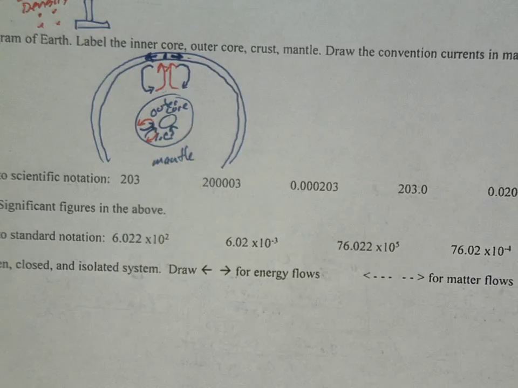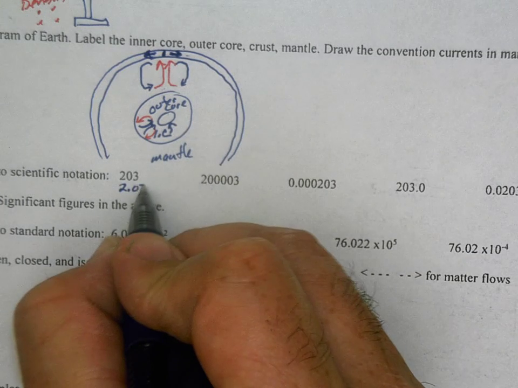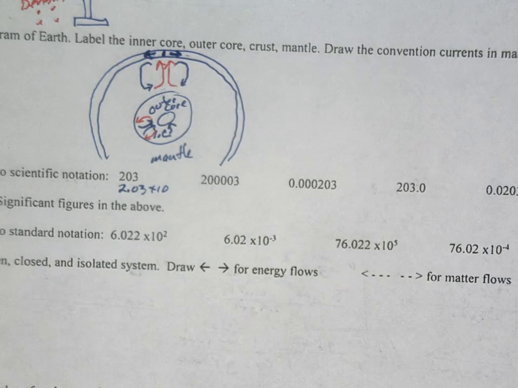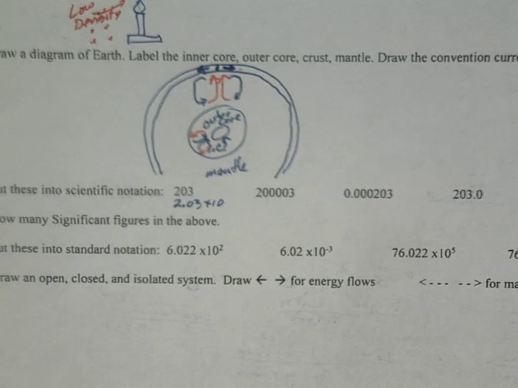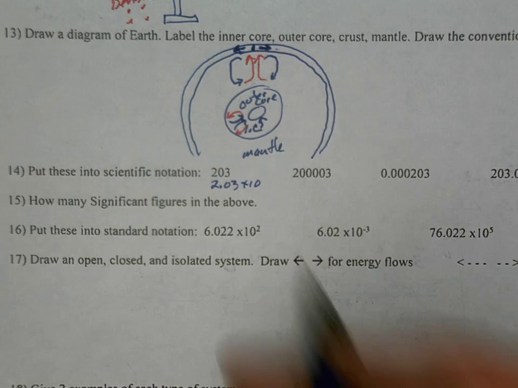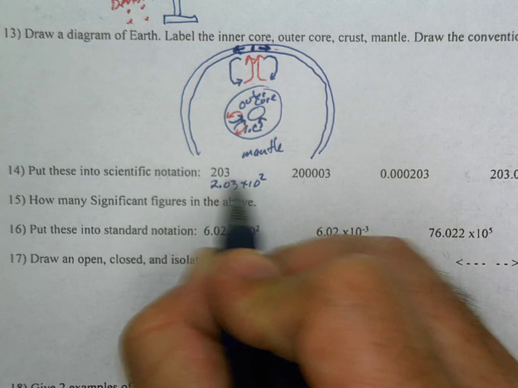Put these in scientific notation. Okay, first off, 2.03 times 10 to the, so we always make it 2 point something on that one. Let me get the numbers there so you can see them, fast forwarding through. And since we'd have to go 2 this way, plus 2, because it's bigger than 1.